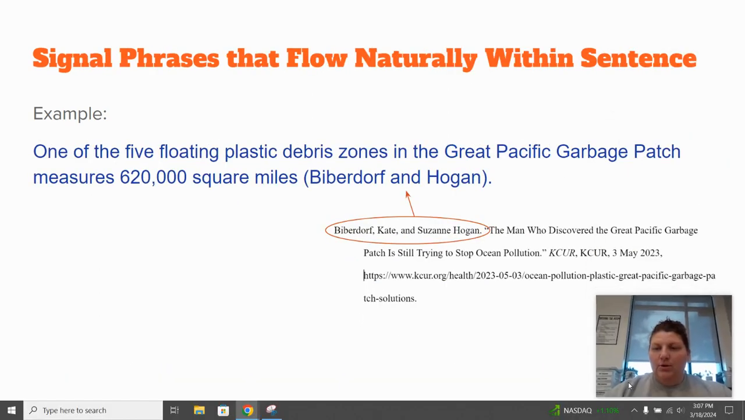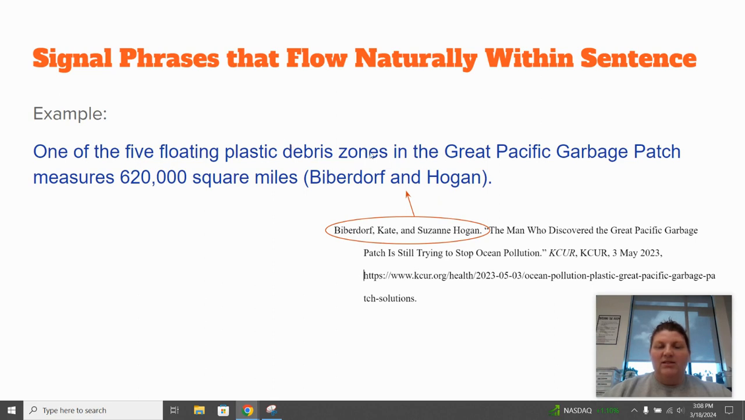You can also use source information and embed it naturally within a sentence. So it could read something like, one of the five floating plastic debris zones in the Great Pacific Garbage Patch measures 620,000 square miles. So this right here might look like it's all my original idea because I don't use a signal phrase that says the author says or these authors' names say. But in order to give credit to the source information, I'm going to include that parenthetical citation at the end of the sentence.